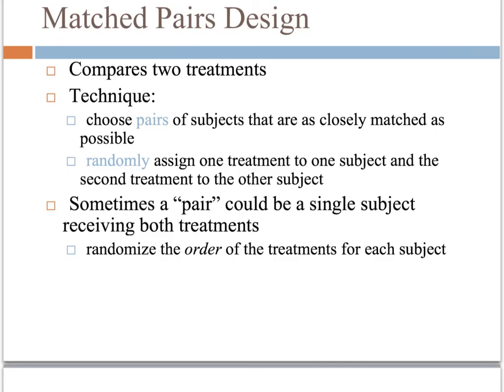And sometimes you're going to do a paired design where it's actually a single subject who is its own pair. They're receiving both treatments, and they're measuring the different effects. And in that case, you have to randomize the order of treatment. So you don't want to give everyone the first treatment and then give everyone the second treatment. You want to randomize which one they get first. That way you minimize the influence of one treatment on another.